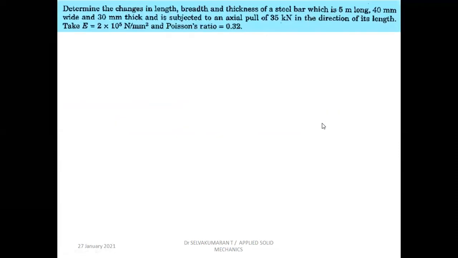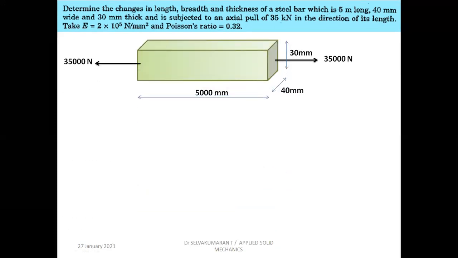Next problem, determine the changes in the length, breadth and thickness of a steel bar which is 5 meter long, 40 millimeter wide and 30 millimeter thick and is subjected to an axial pull of 35 kilonewton in the direction of its length. Young's modulus 2 into 10 power 5 newton per mm square and Poisson's ratio 0.32. And this I have represented in a diagram. Okay, so length, breadth, thickness, load 35,000 Newton.